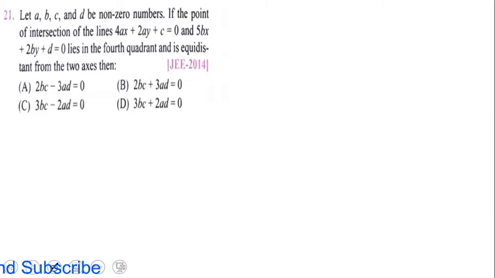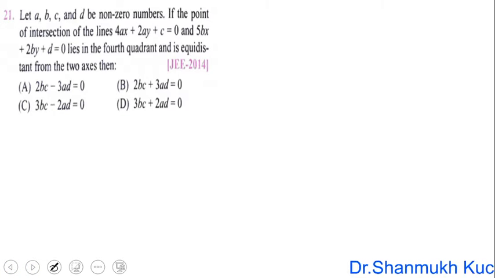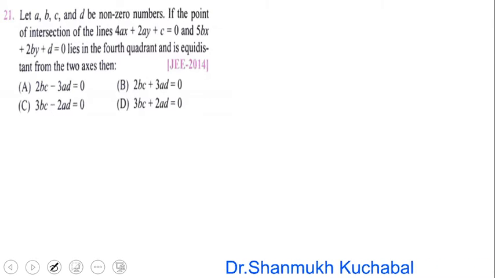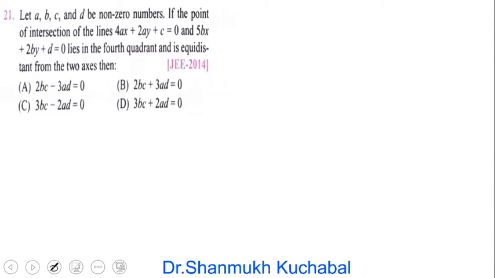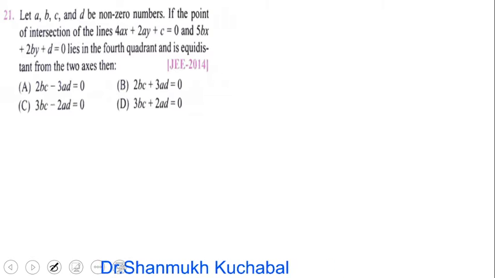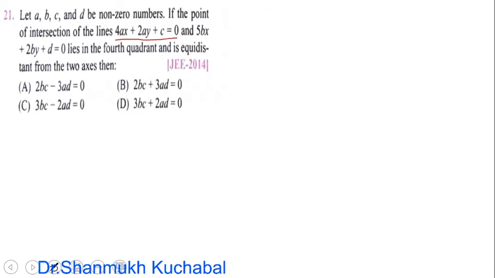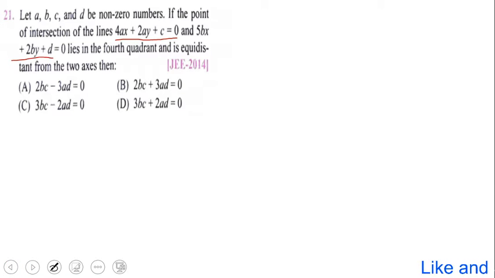Okay, we'll move to the next example. Example number 21. It is given that a, b, c and d are non-zero numbers. If the point of intersection of the lines, we have two equations here, the first equation and the second equation, lies in the fourth quadrant and is equidistant from the two axes, then which of the following are correct, we have to calculate here.